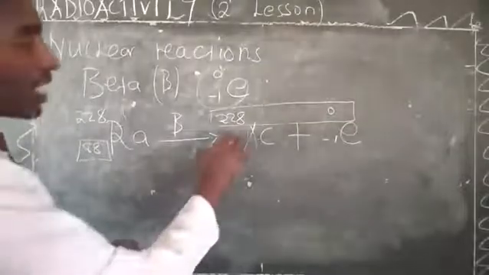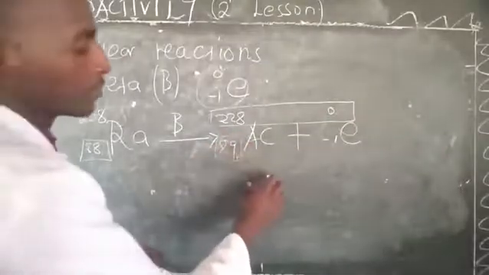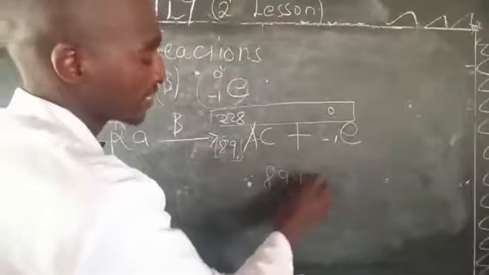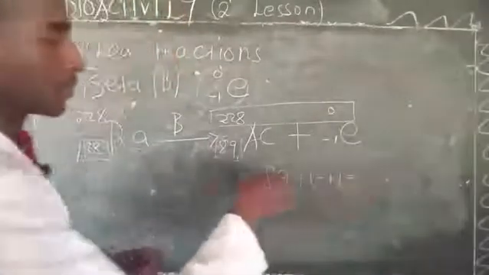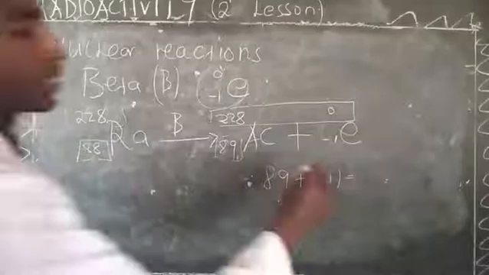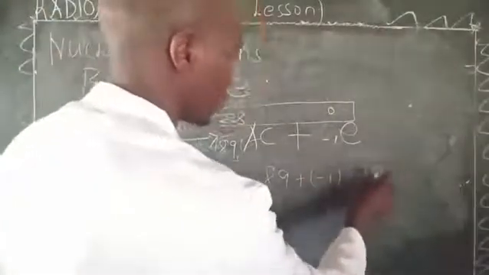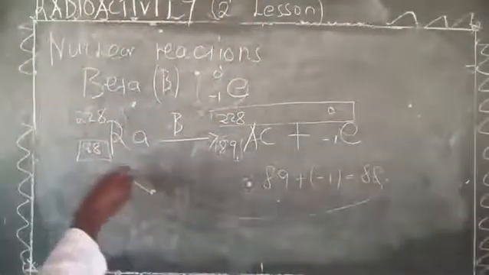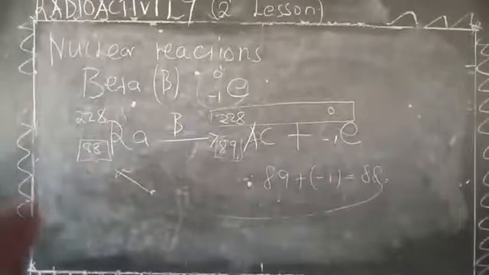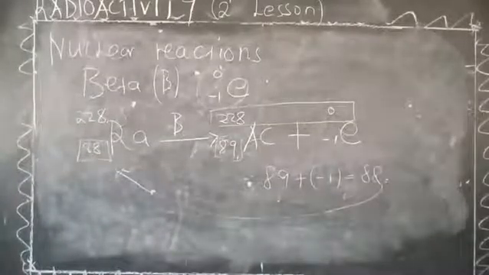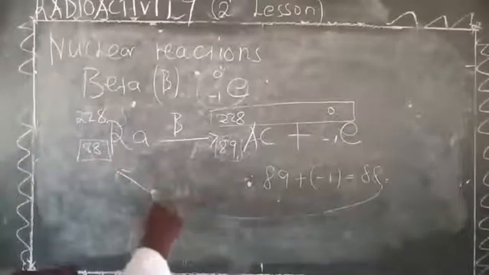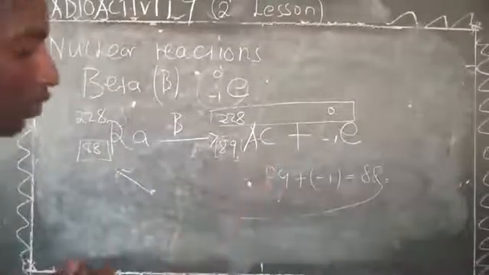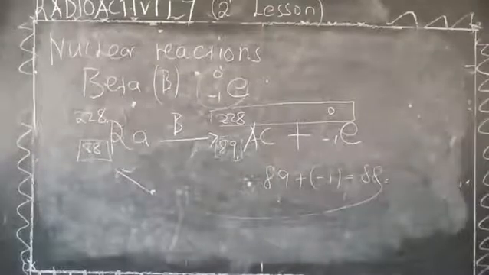If you add 89 plus -1, what you get is 88, which is the same as the atomic number we have on the reactant side, where we have the parent nuclide, and then on this side we have the daughter nuclide.